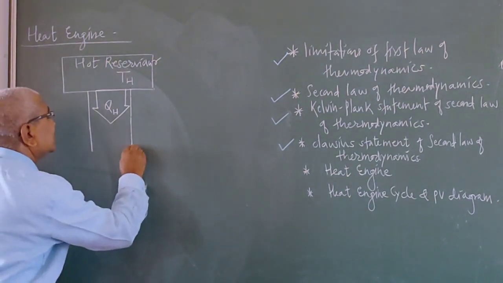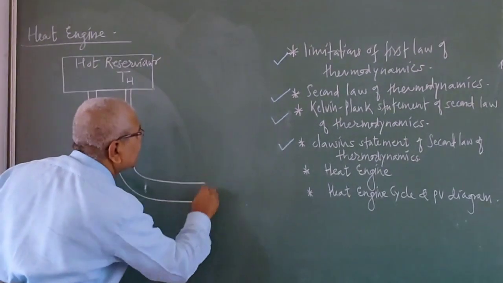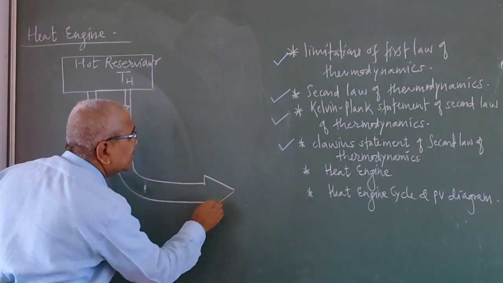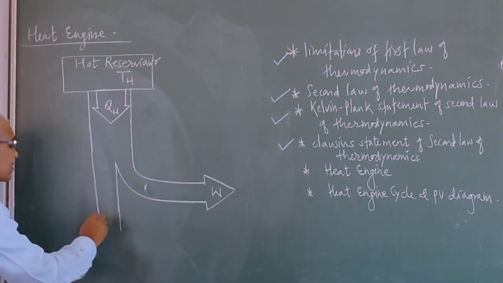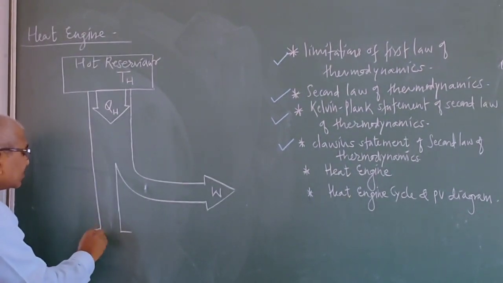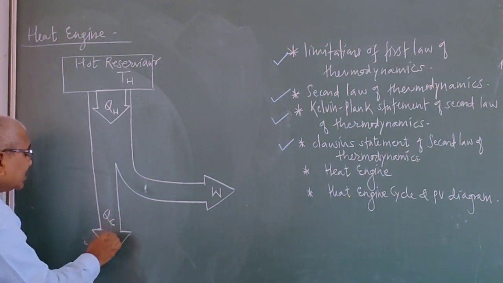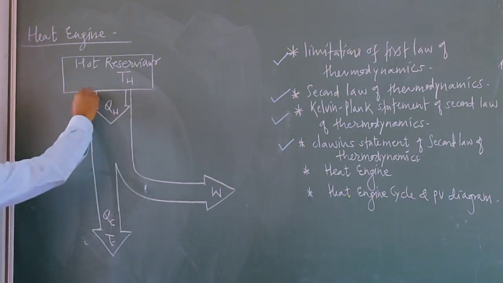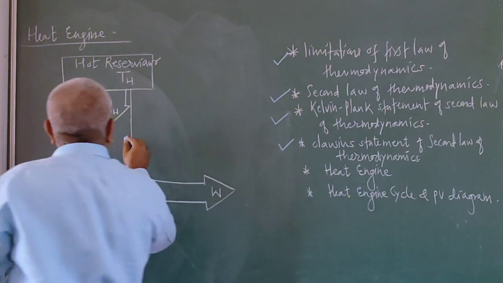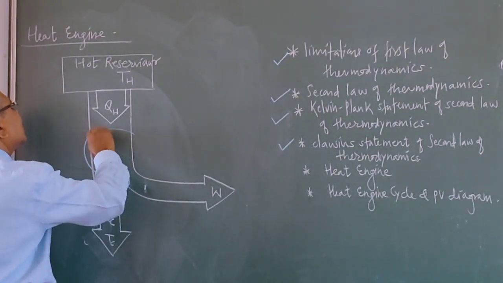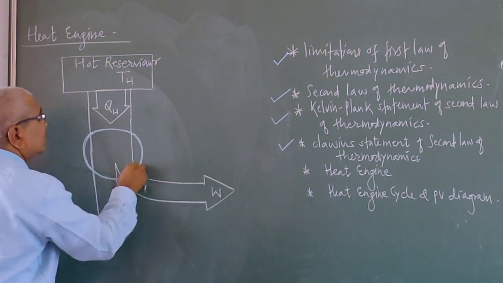So let me complete the diagram like this. The diagram is like this, dear student. See here. Again we draw the diagram like this. Work is done in the right hand side direction like this. So this is W. Then here what happens? This arrow goes to the cold reservoir like this, having heat QC and the temperature TC. See here, like this. Then the question arises, where is the heat engine here? So the heat engine is here, suppose, like this. This is our heat engine. Like this, heat engine.